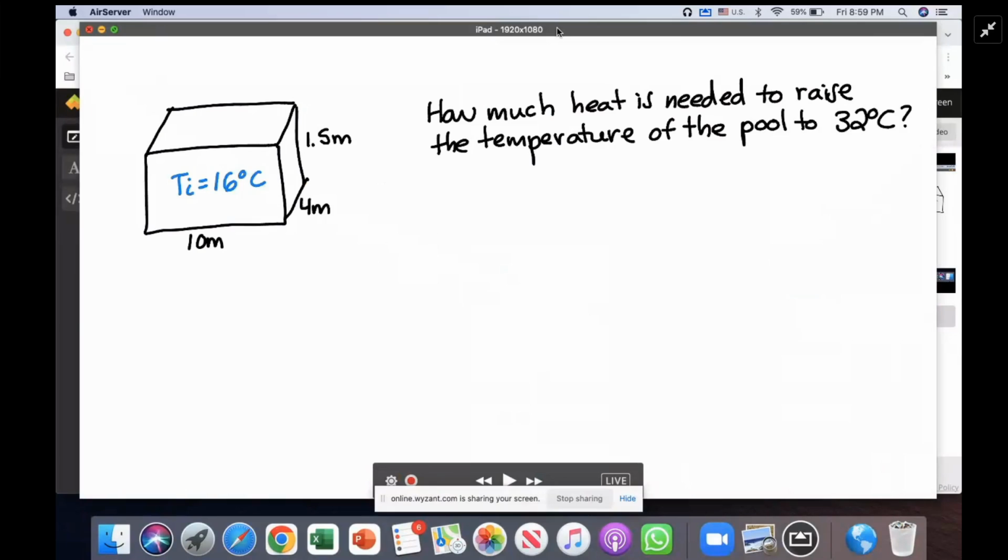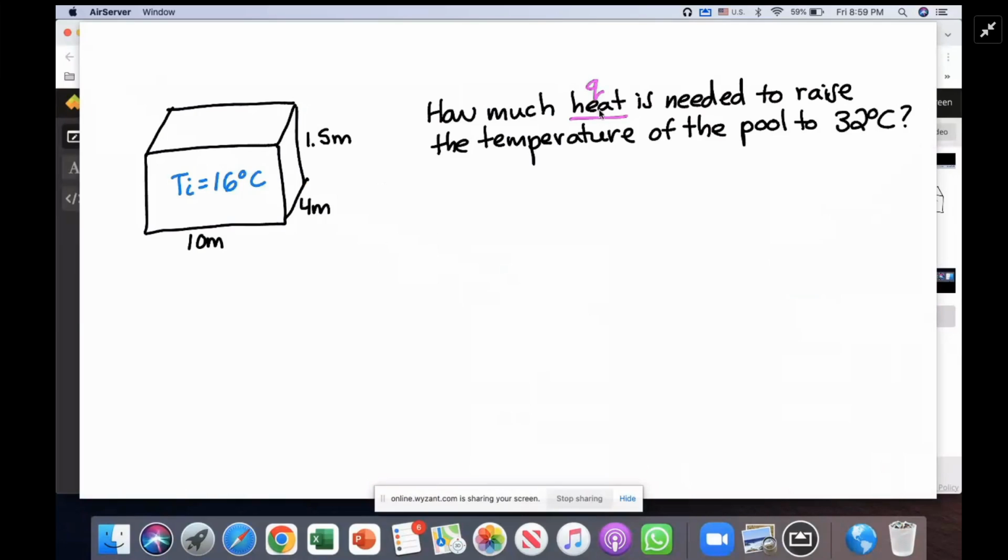Well, key word there is heat, right? So whenever I see the word heat, I am thinking of little q, the Q equation. The Q equation helps me figure out how much energy or heat I'm going to be adding to raise the temperature of a substance. So let's write that equation out so we can see it. Q is m, the mass, times C, the specific heat, times the change in temperature.